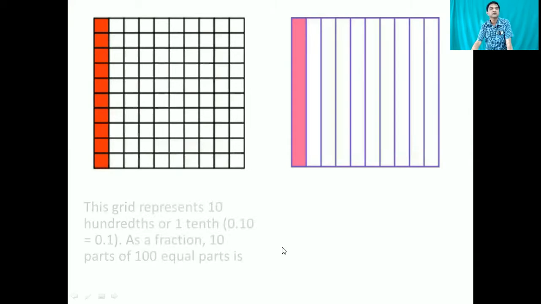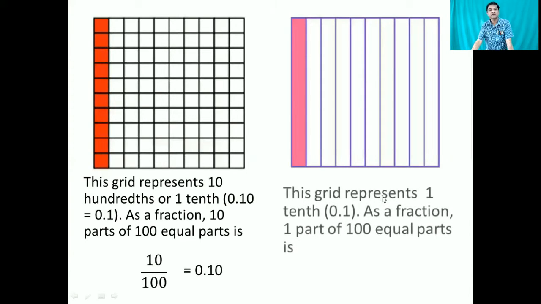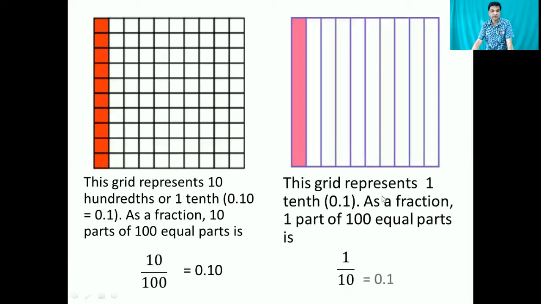Okay, now what is next? What does this grid represent? This represents 10 out of 100. How are we writing 10 out of 100? 10 out of 100, and the decimal representation of 10 out of 100 will be 0.10. In the second figure, what fraction does it represent? It represents 1 out of 10, and we write 1/10, and we are going to represent 1/10 as a decimal.